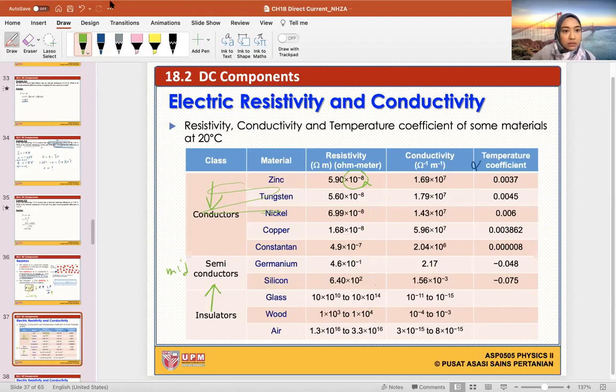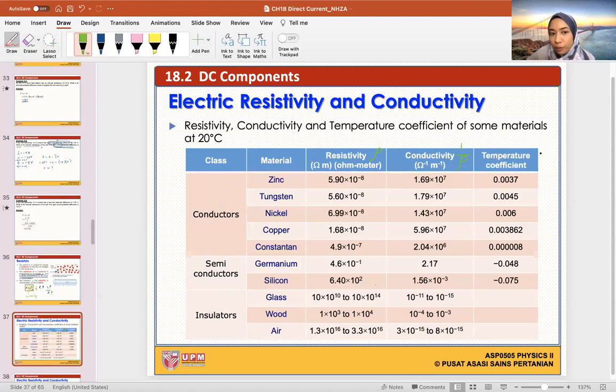Oh, there's another thing that I needed to tell you. We have resistivity and conductivity. Resistivity is rho. Conductivity is actually 1 over rho. It's the inverse, because it is the opposite: conductivity conducts, while resistivity impedes. And then we have a temperature coefficient.